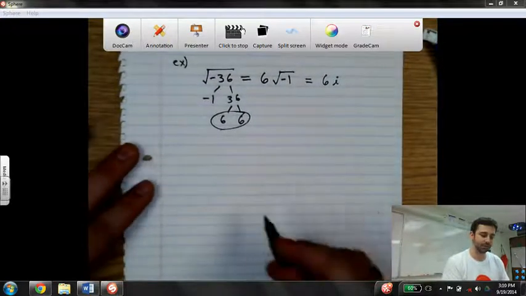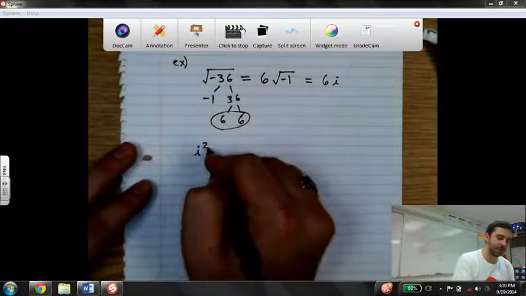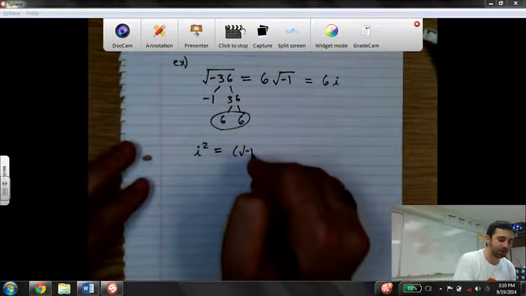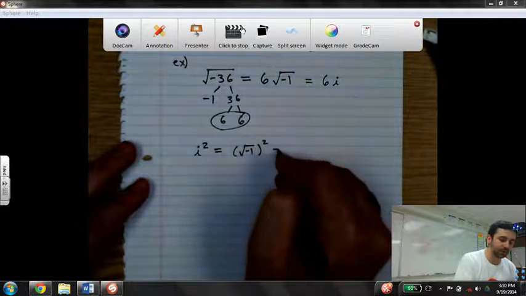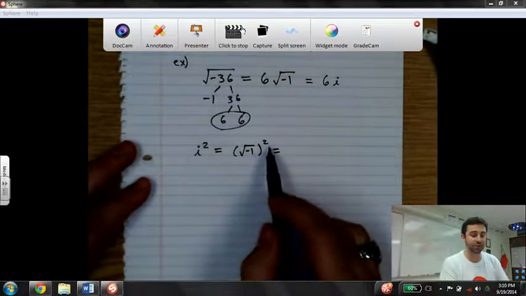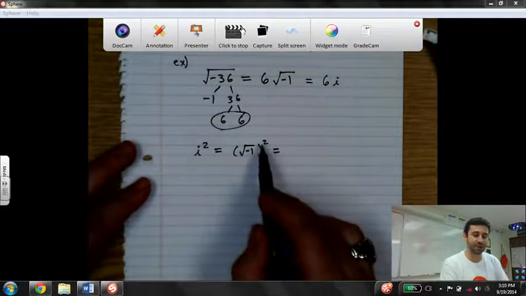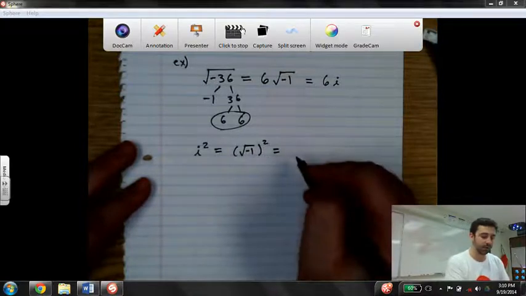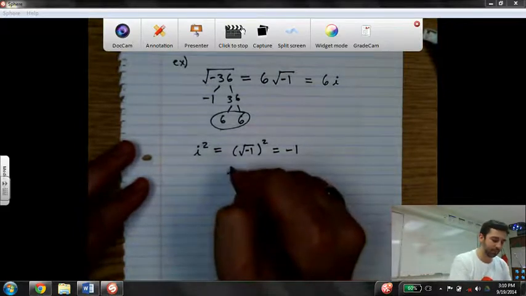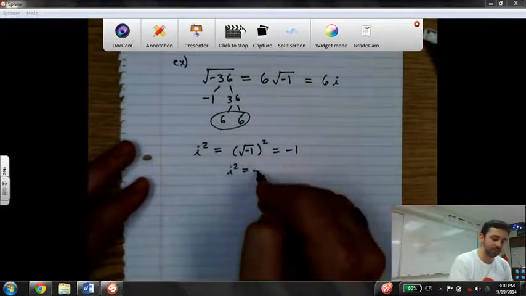I also want us to note that when you see i squared, that is the same thing as saying the square root of -1, squared. And whenever you take the square of a square root, these are inverse operations, so they cancel, and you're left with -1. So by definition, i squared is equal to -1.